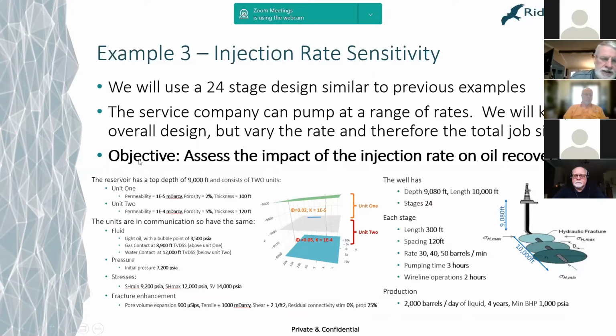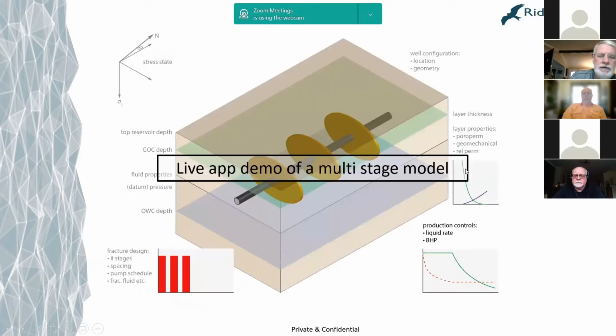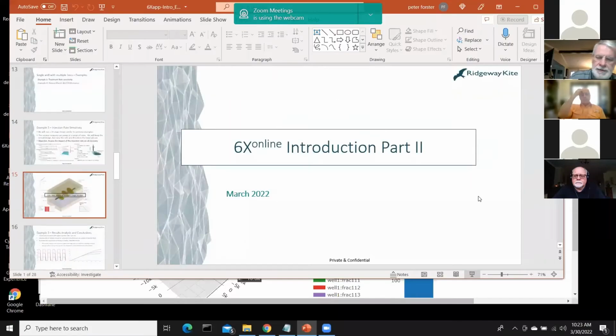There's some information down here about the model and about the well. Basically, there are 2 geological units to it, which have slightly different parameters. And we put a 10,000-foot well across close to the bottom of the upper unit. And we fracture that with 24 stages at 30, 40, and 50 barrels per minute. So let's go look at the app and see how that's set up.